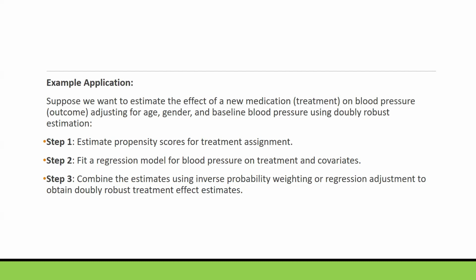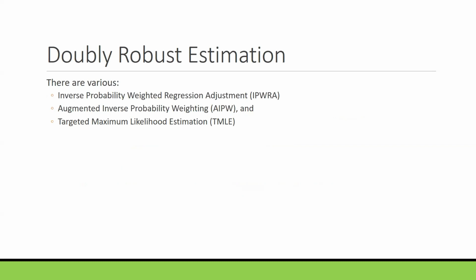And then you combine the estimates using inverse probability or regression adjustment to obtain the doubly robust treatment effect of the estimates. How do we do that? There are some ways that can be categorized under this so-called type of doubly robust estimation. I hope you will read again on this.